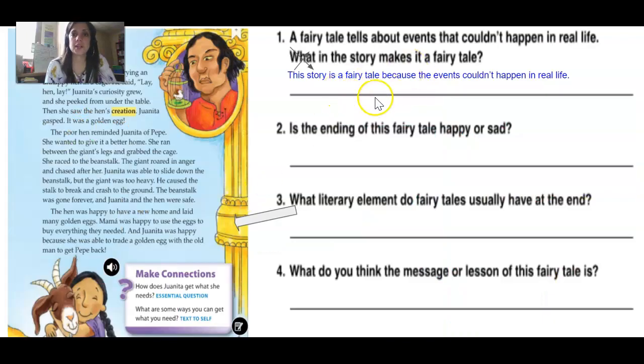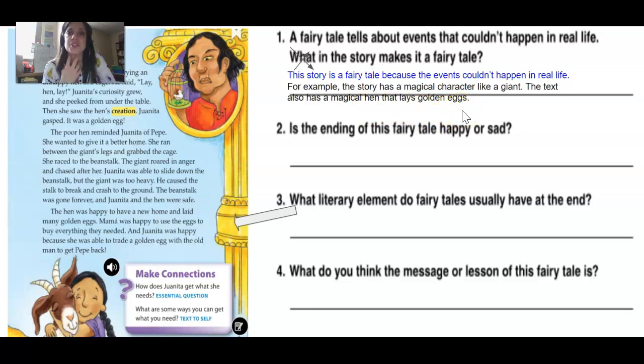Now we need to support that restatement and that answer with text evidence. For example, that shows that we have one piece of evidence, and then the text also shows a second piece of text evidence. For example, the story has a magical character like a giant. The text also has a magical hen that lays golden eggs. So we identified the magical characters in the story.